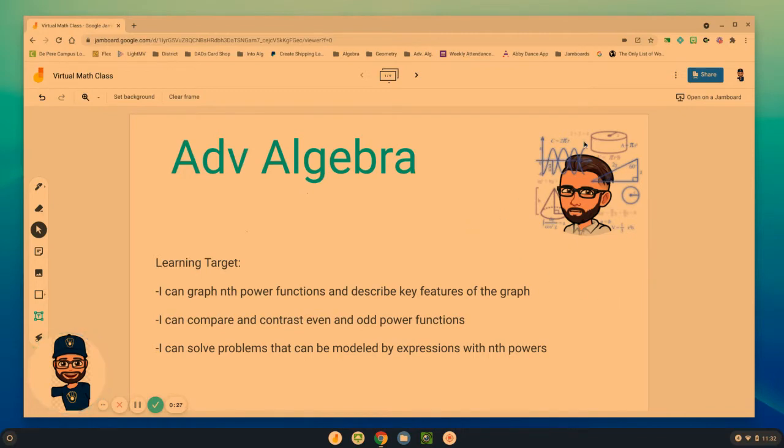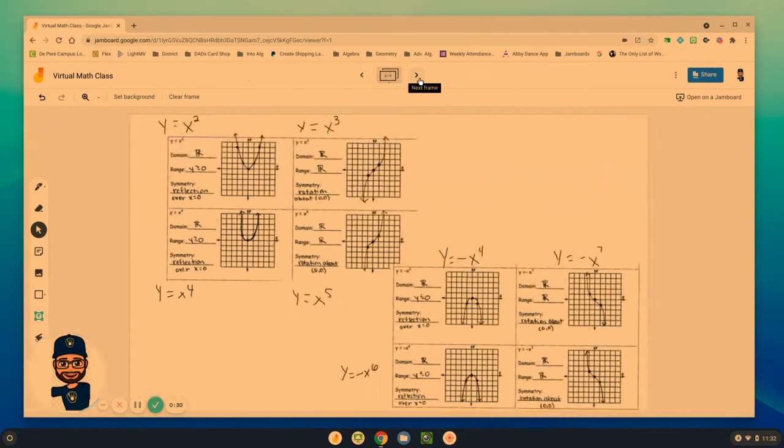And so Friday you were looking at these types of graphs, trying to graph y equals x squared or y equals x cubed, or the negative versions of that, and just trying to come up with some patterns that might exist. So hopefully you noticed a couple of things.